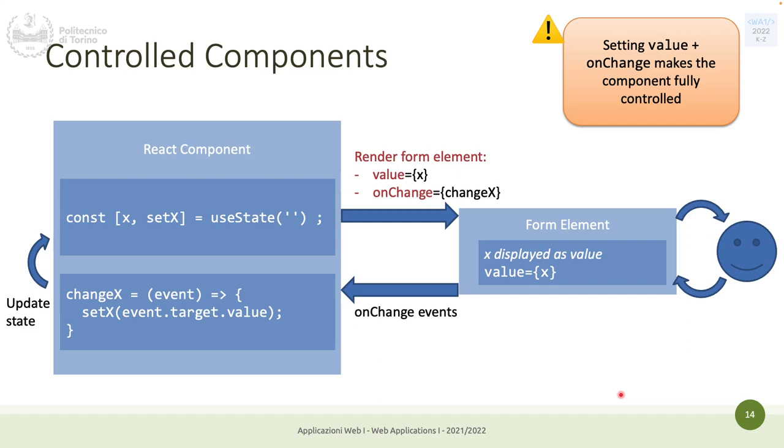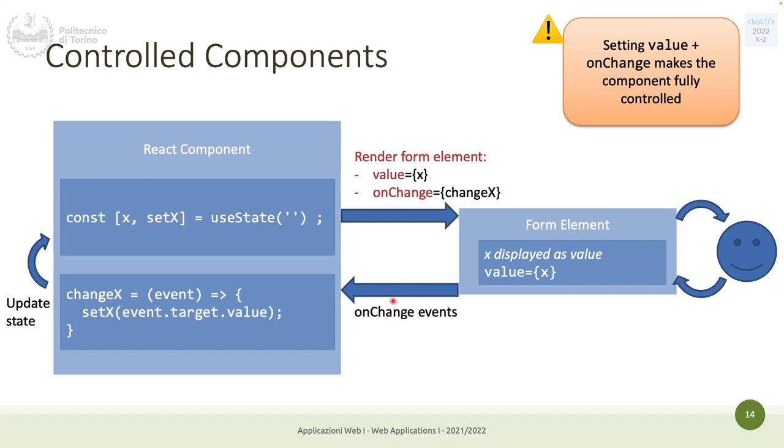So how does it work? A field inside a form in a controlled way. You have the state, as you had before, x and setX, initialized to an empty string. React, as you know, renders the form element with value x, and onChange, changes x. The form element will display x as a value on the page.